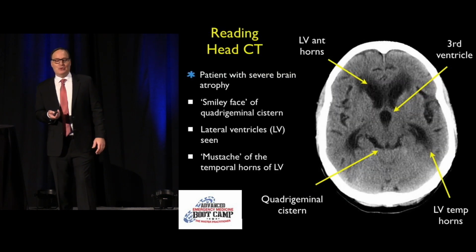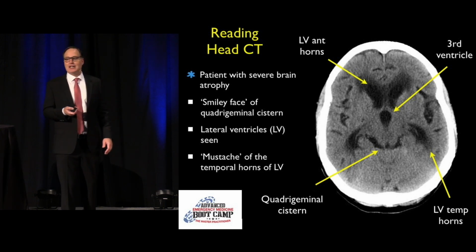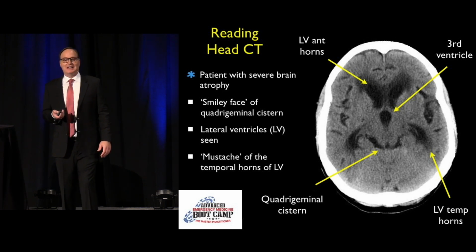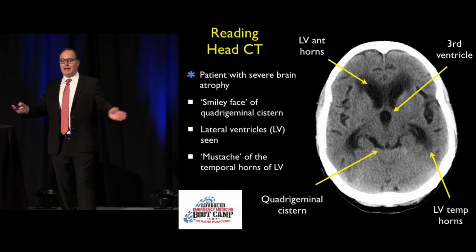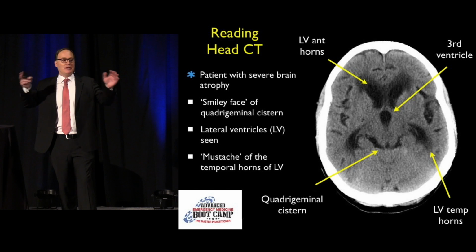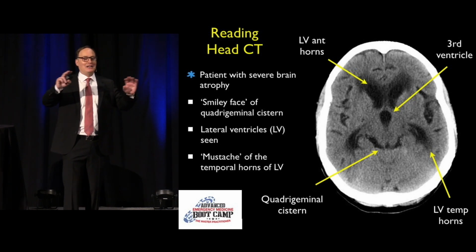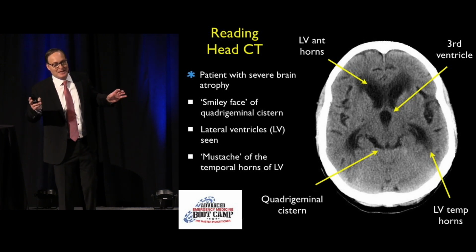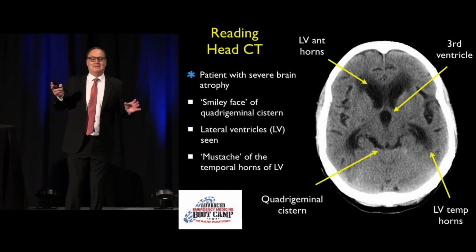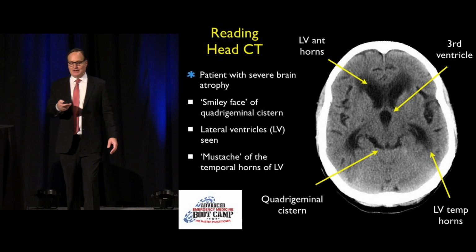As patients get even more atrophy, what's kind of interesting is that the brain grows a mustache. What happens is that the lateral ventricles, the temporal horns, come right on top of that quadrigeminal plate, making the mustache on top of the patient's smiley face. I don't think this patient is smiling, actually. It looks kind of angry at me at this point. But you can see how with atrophy, everything becomes much more prominent.